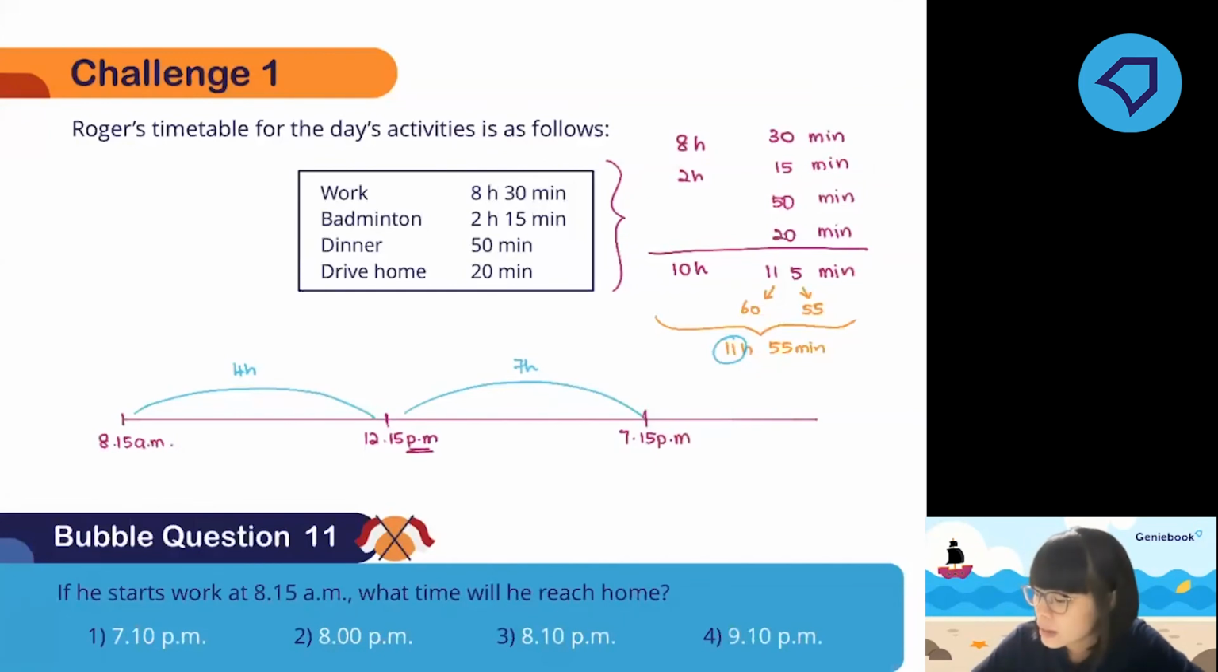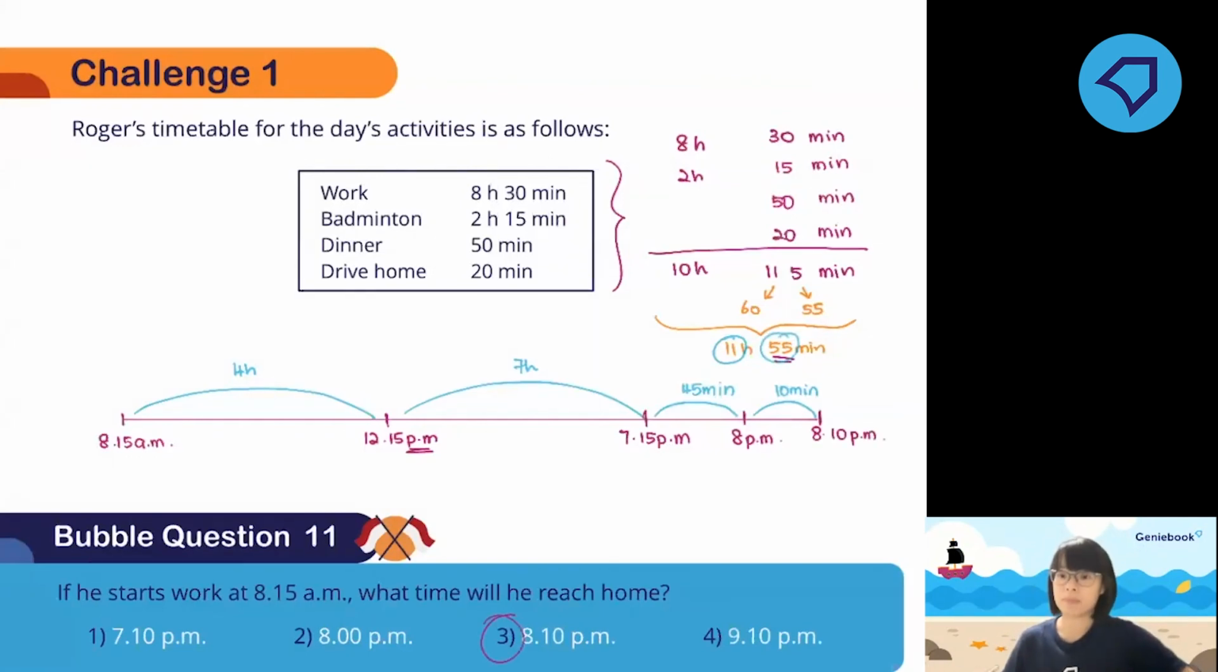Then after that, we need to add the minutes. So to the next hour, which is 8 p.m., from 7:15 we need to plus another 45 minutes. But altogether, we have 55 minutes. So we need to plus another 10 more minutes over here. So from 8 o'clock, 10 minutes later, that will give you 8:10 p.m. So the answer would be option number 3.